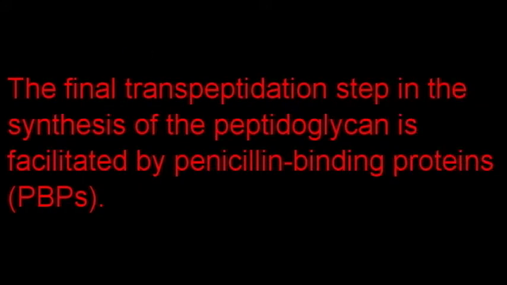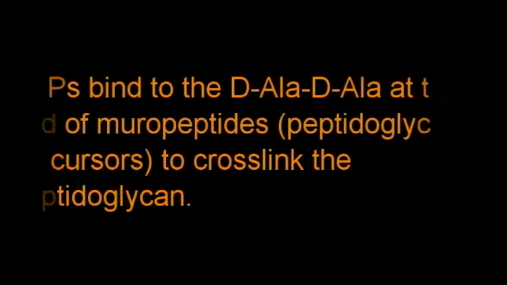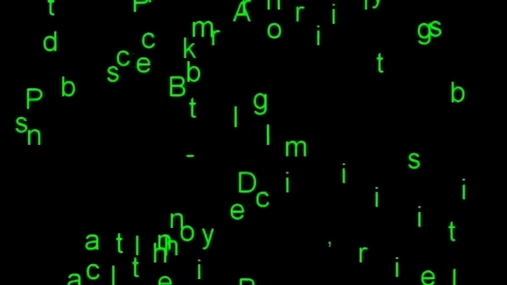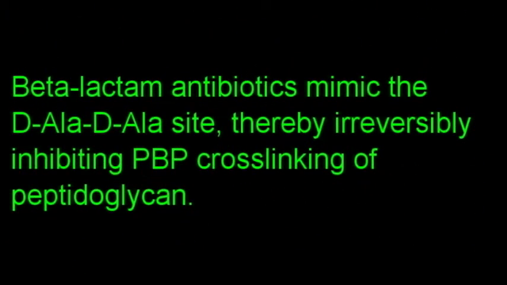The final transpeptidation step in the synthesis of the peptidoglycan is facilitated by penicillin binding proteins. PBPs bind to the D-ala-D-ala at the end of the peptide to cross-link the peptidoglycan. Beta-lactam antibiotics mimic the D-ala-D-ala site, thereby irreversibly inhibiting PBP cross-linking of peptidoglycan.